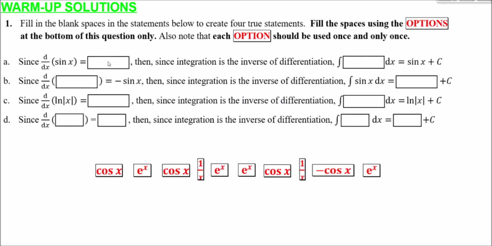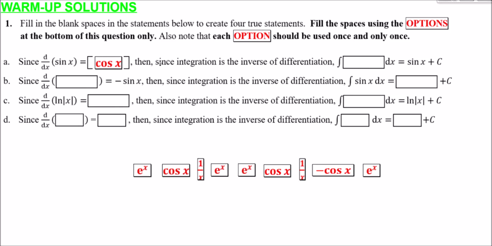So you need to fill in these blank spaces in the statements below. So, since d by dx of sine x equals what? All this is saying is, what does sine x differentiate to? We need to remember, or if you didn't remember, hopefully you've checked your notes and realised that sine differentiates to cos. So we put the cos x into this box.